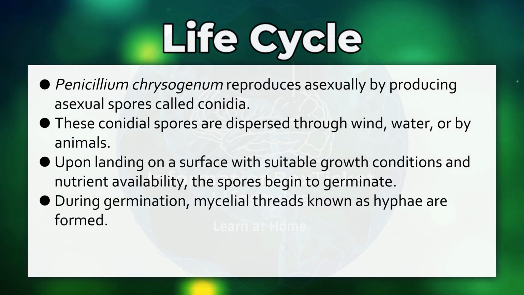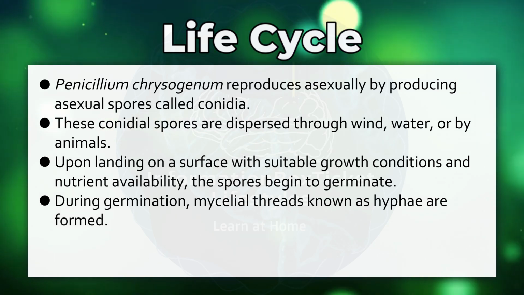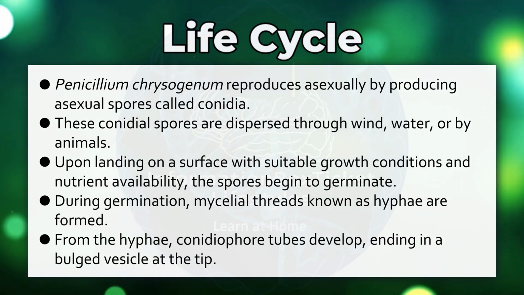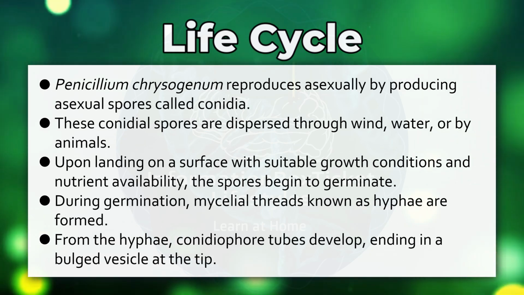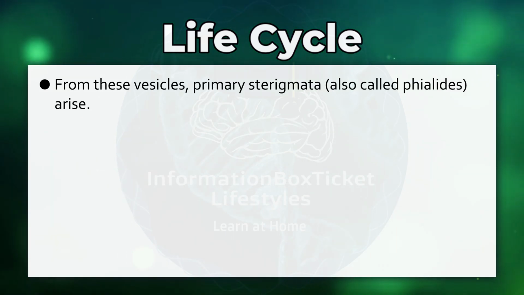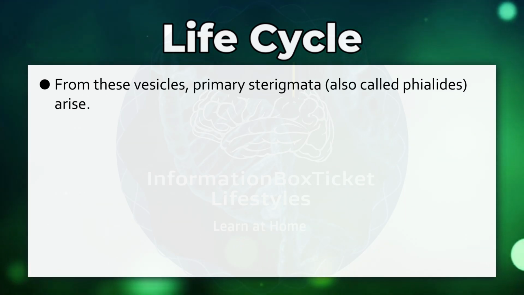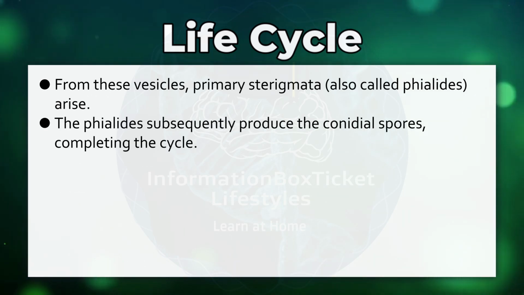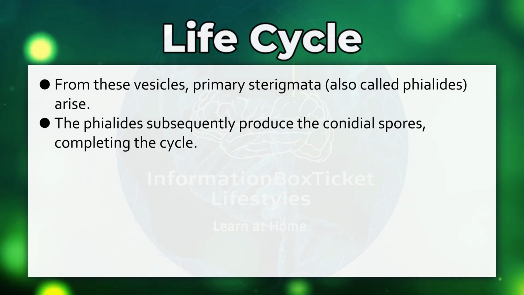During germination, mycelial threads known as hyphae are formed. From the hyphae, conidiophore tubes develop, ending in a bulged vesicle at the tip. From these vesicles, primary sterigmata, also called phyalides, arise. The phyalides subsequently produce the conidial spores, completing the cycle.